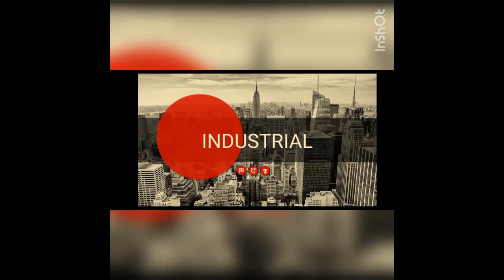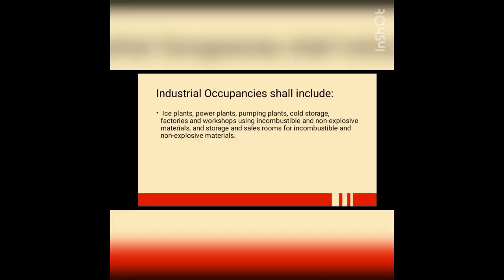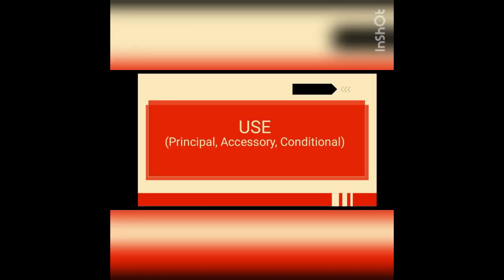Industrial is a large-scale business or manufacturing business. Industrial occupancy shall include ice plants, power plants, pumping plants, cold storage factories, and workshops using incombustible and non-explosive materials, and storage and sales rooms for incombustible and non-explosive materials. Use: principal, accessory, conditional.